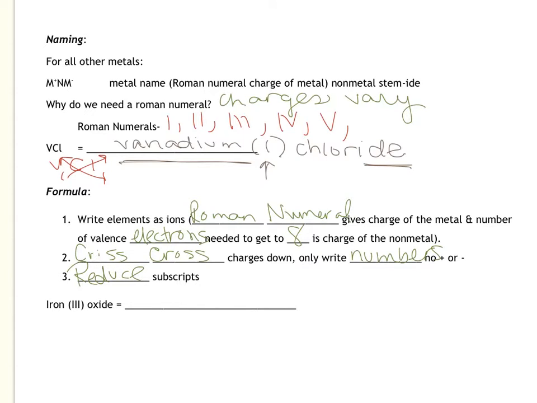So here I have iron (III), so that 3 applies to my iron, so I have Fe +3, and then oxide. So ox is my stem, and that comes from oxygen, so O. On the periodic table, I look, oxygen is in group 6, so that means that it needs 2 more electrons to get to 8, so it has a charge of -2. I take my charges, I crisscross down, and I get Fe2O3. They cannot be reduced, so that means I leave them just like that.